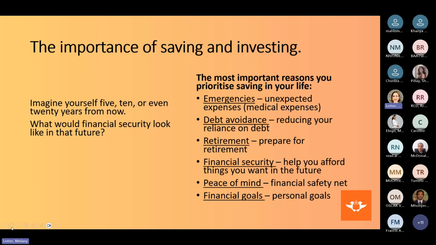Financial security, that's the question we came back to earlier. Where do you see yourself? And jot it down. It's very important that you actually write these things down and ask, where do I see myself and how do I get there? Peace of mind, giving you that financial safety net. And then obviously, what are your personal financial goals?